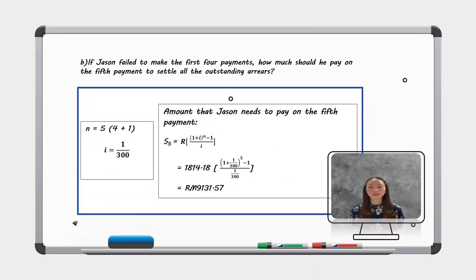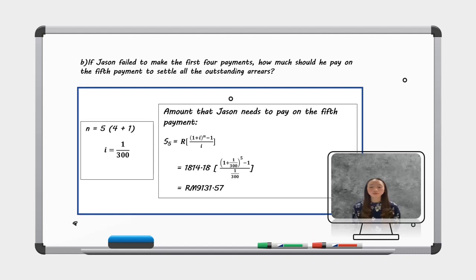Question 1b. If Jacyln failed to make the first 4 payments, how much should he pay on the 5th payment to settle all the outstanding arrears? To solve this question, we need to find n and I first. Our n is 4, which refers to the first 4 payments, plus 1, which is the 5th payment, so that Jacyln wants to settle all the outstanding arrears. So our n is equal to 5.